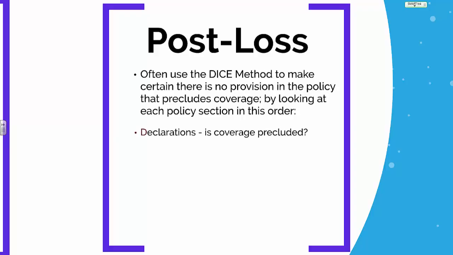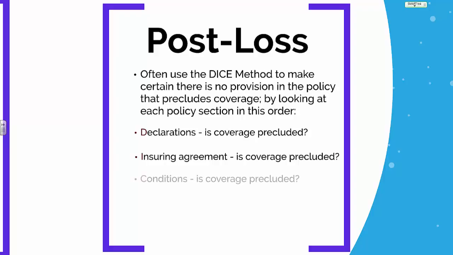First, the declaration section, the D. Does the declaration section, which identifies who the insured is and where, you ask, is coverage precluded? Then the insuring agreement, the I. Does the promise to pay cover this particular loss? Next, conditions. Did the insured meet all the conditions under the policy? And last, exclusions. Is there any exclusion in the policy that applies for this particular loss?